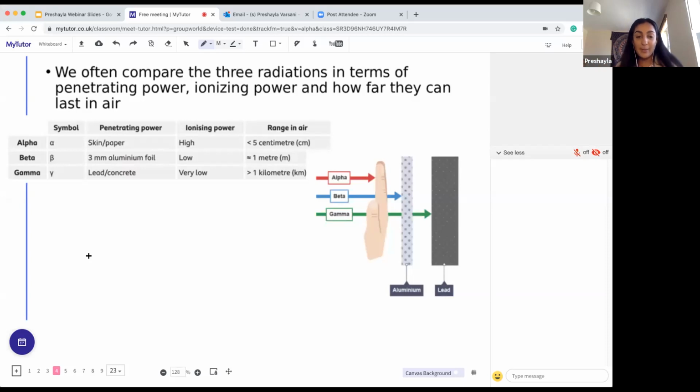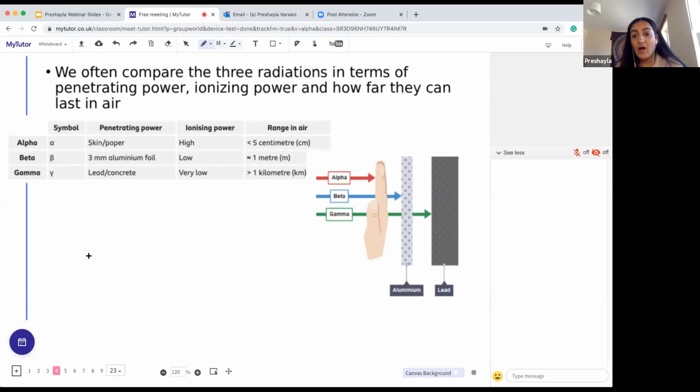You need to memorize this table, and you need to be able to talk about the penetrating power of all three and give examples of materials that they will be blocked by. Alpha, again, will be blocked by skin or paper. Beta will be blocked by certain thicknesses of foil. And gamma will be blocked by certain thicknesses of lead or concrete.